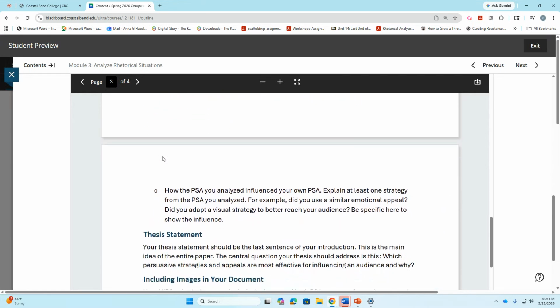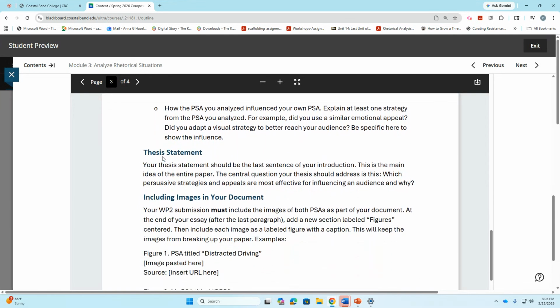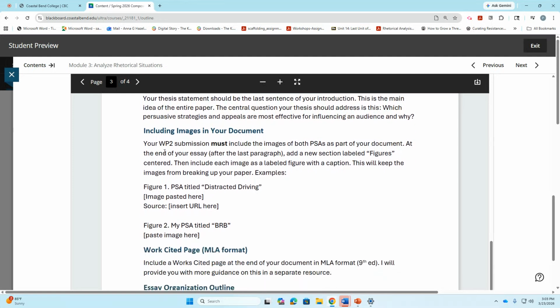Okay. And I have some other guidance for you. Like, this is an essay, an expository essay, so you will have a thesis statement. And so I have a central question here that you can answer to help you with that. I have some guidance for you on how to include your images in the document. What should that look like? Because we are sticking with MLA format for this paper. And so I have a little bit here on how to do that.